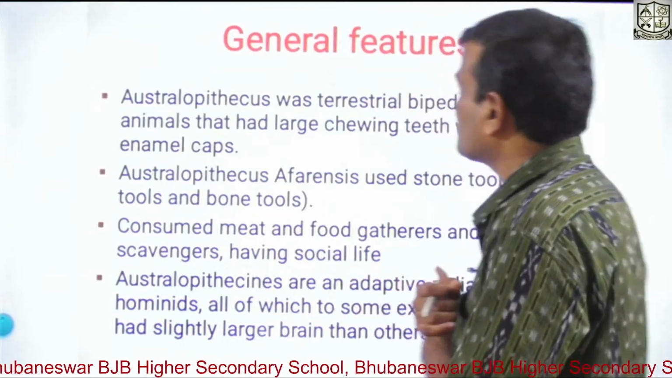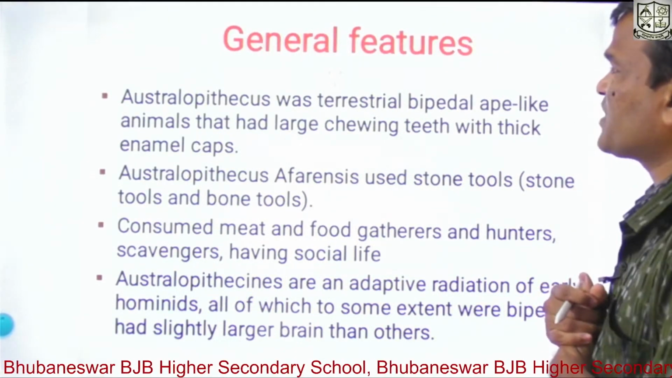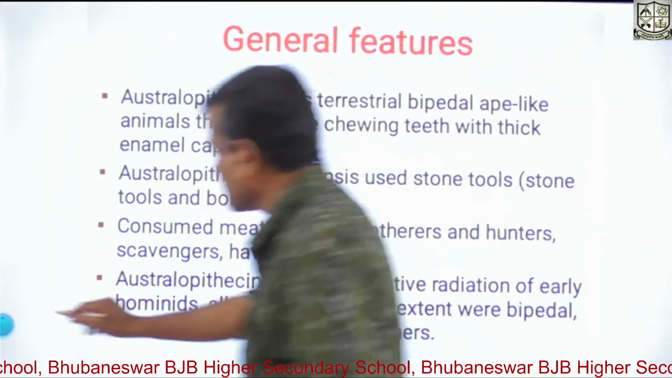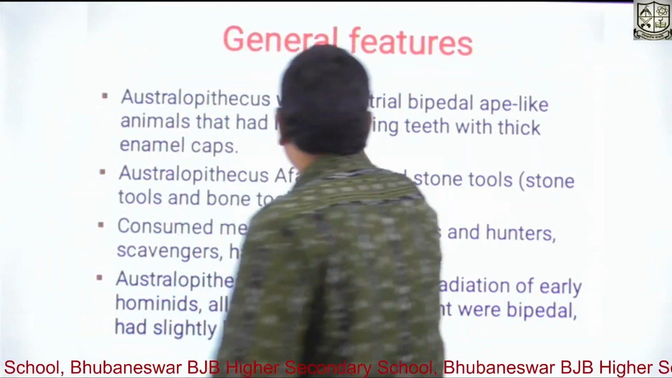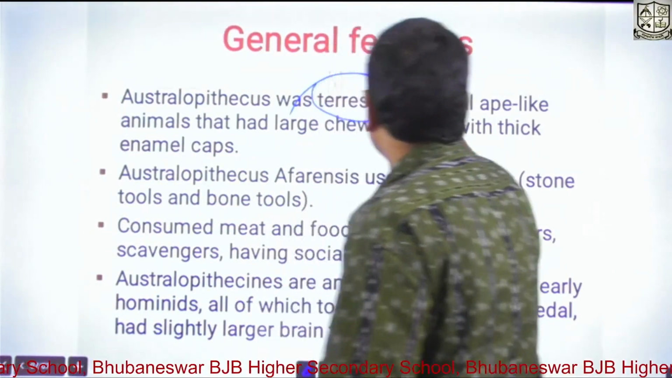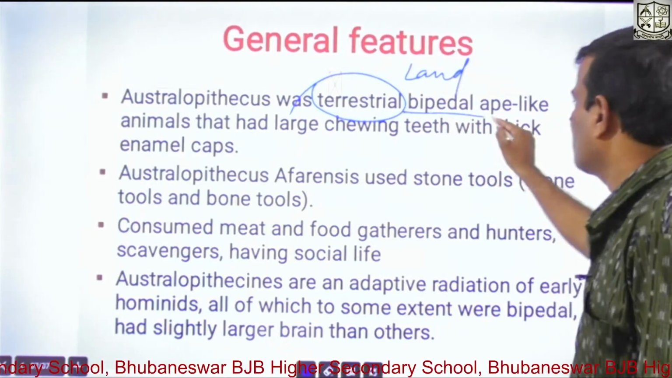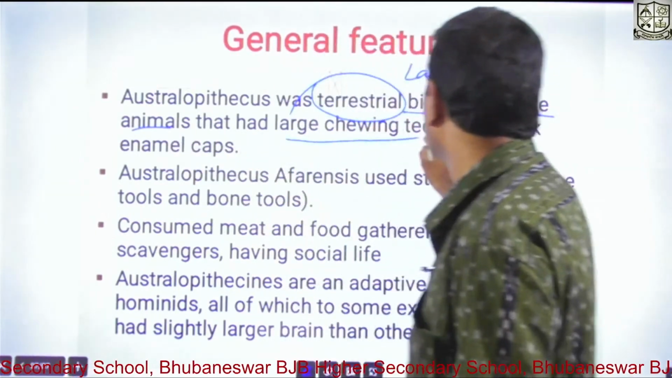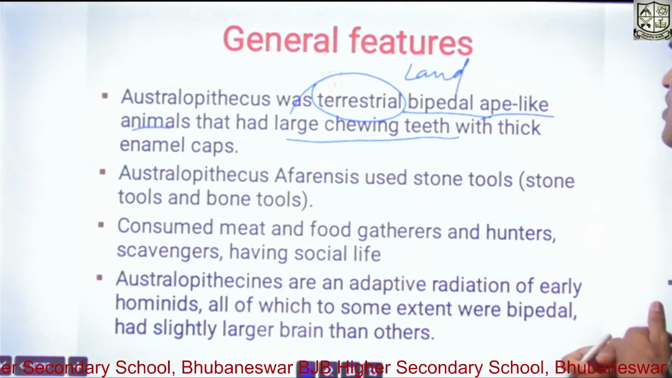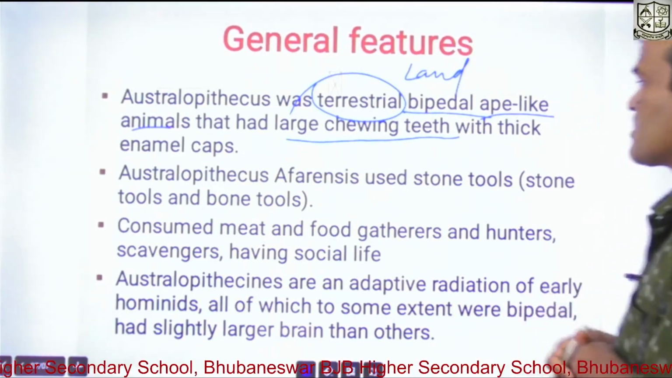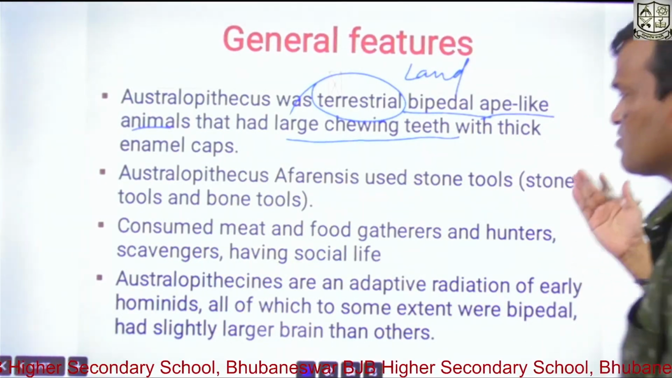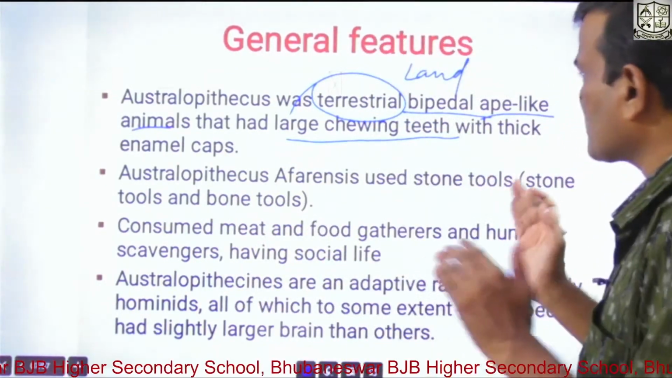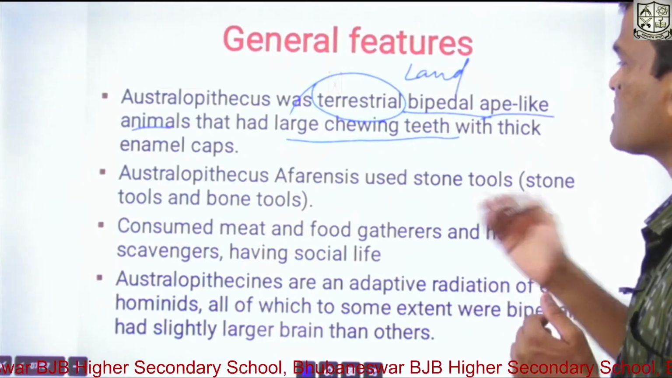Okay, so let us discuss the general features of the Australopithecines. As we know, Australopithecus was a terrestrial, bipedal, ape-like animal, living on land and walking on two legs, that had large chewing teeth with thick enamel. Australopithecus afarensis used stone tools, which was a symbol of cultural evolution. So biocultural evolution can also be found attached with the Australopithecine group.